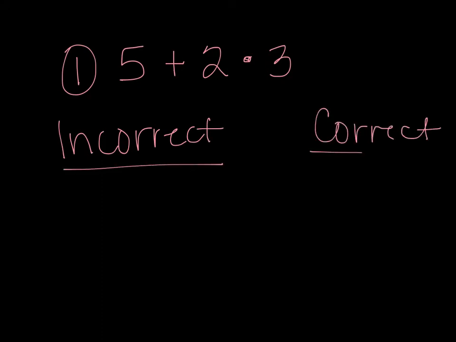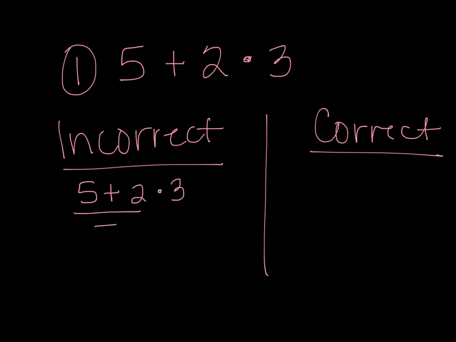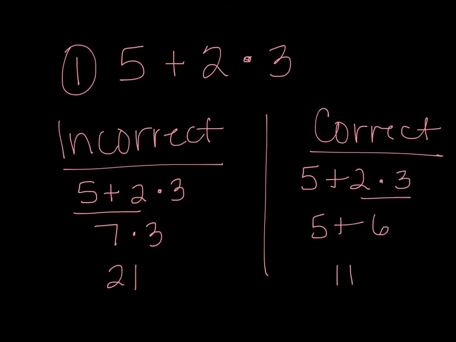And I want to show you why order of operations, if you didn't know already, is so important. So let's go ahead and do this incorrectly first. If I would do this incorrectly, I would do 5 plus 2 first, so 7 times 3, or 21. If I would follow the order of operations correctly, the multiplication would come first, giving me 5 plus 6, or 11.